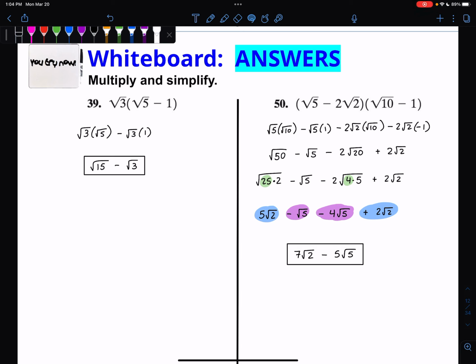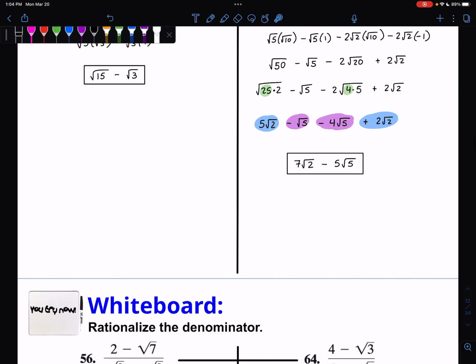So when you multiply it out, you're going to end up with square root 50 minus square root 5 minus 2 square root 20 plus 2 square root 2 right here. We can then simplify the square root of 50 and simplify this 4 times 5 to give us that 20. You're going to combine your like terms, which I just showed here with highlighter. And we are going to get our final answer, 7 square root 2 minus 5 square root 5.